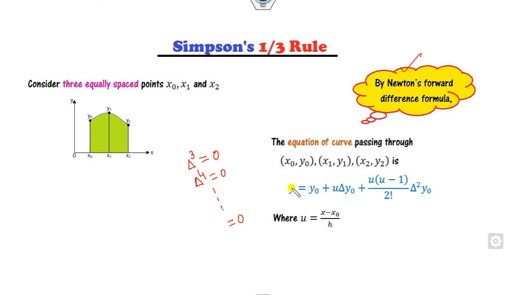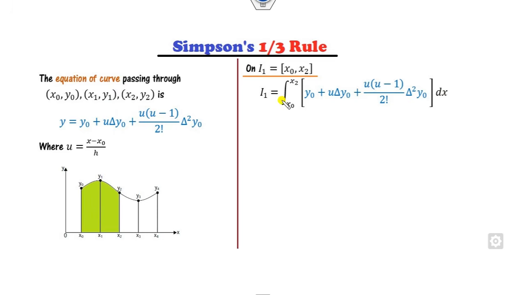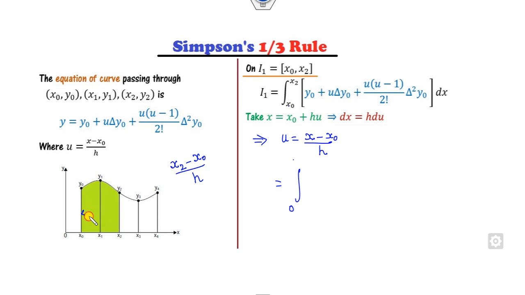Now I can substitute this value of y in this function, that is, the integral from x0 to x2 of f(x) dx, where y is f(x). Now how can you integrate this portion? Since the limit is here, I can find the value of x from this case. What is the limit of u? I can find that u is (x minus x0) by h. So what is this integration? If x is x0, it is 0. What is the upper limit? The upper limit is (x2 minus x0) divided by h. So this has the length h, and this has the length h.